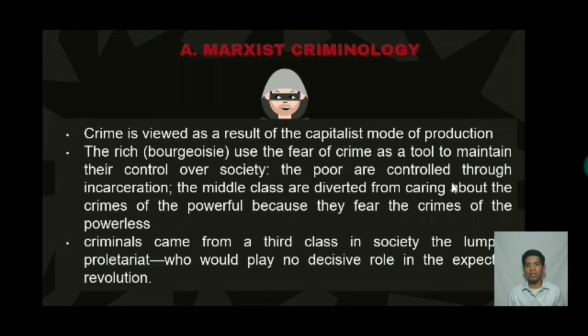So we have Marxist criminology. Crime is viewed as the result of the capitalist mode of production. The rich bourgeoisie use the fear of crime as a tool to maintain their control over society. The poor are controlled through incarceration. The middle class are diverted from caring about the crimes of the powerful because they fear the crimes of the powerless. Criminals came from a third class in society, the lumpen proletariat, who would play no decisive role in the expected revolution. So we have a society divided into three, rich, middle class, and poor, in which those who belong to the lower class will be exposed to criminal activity since they have few resources to protect themselves. So that's the Marxist criminology.